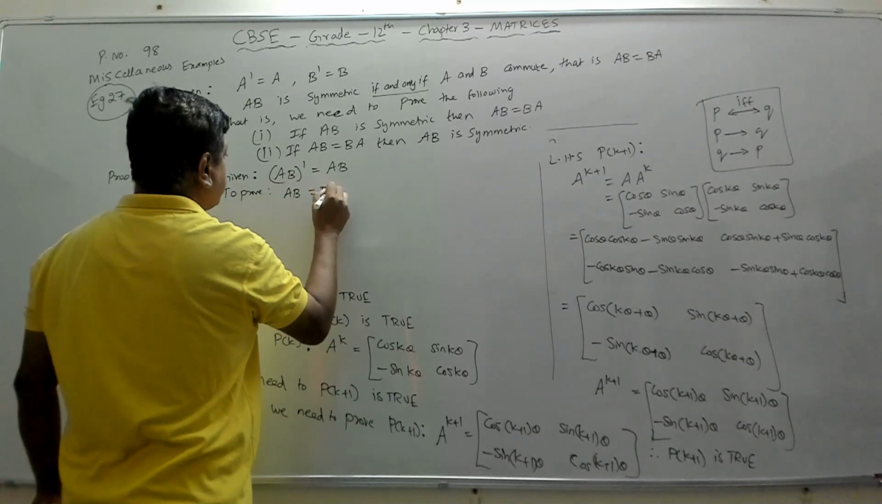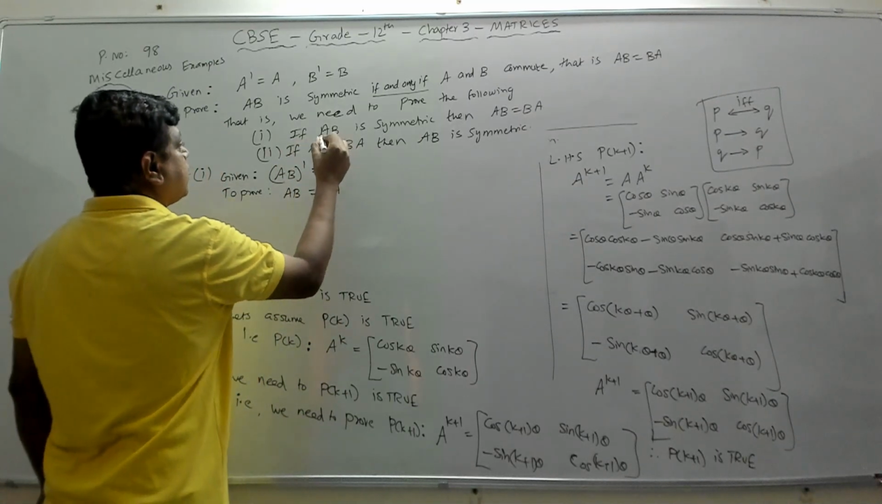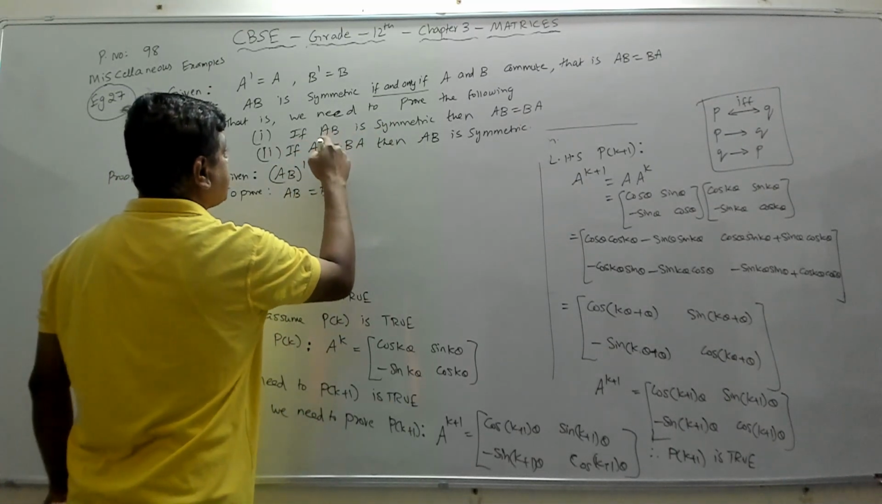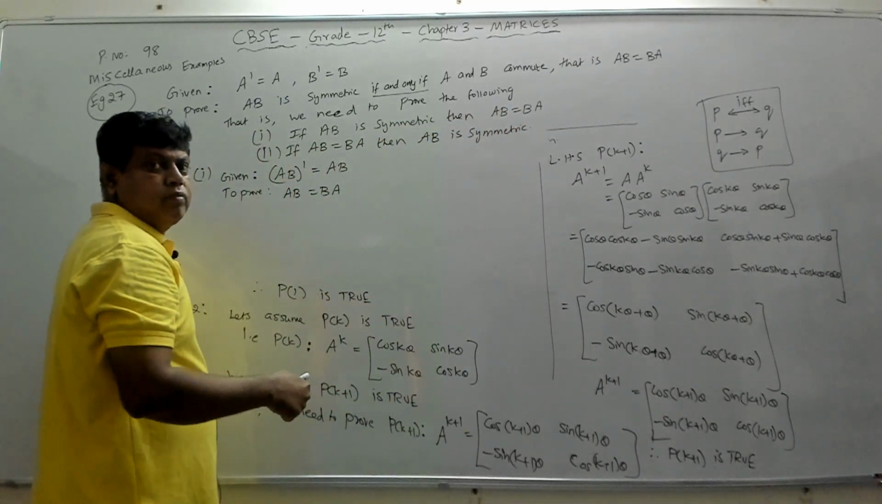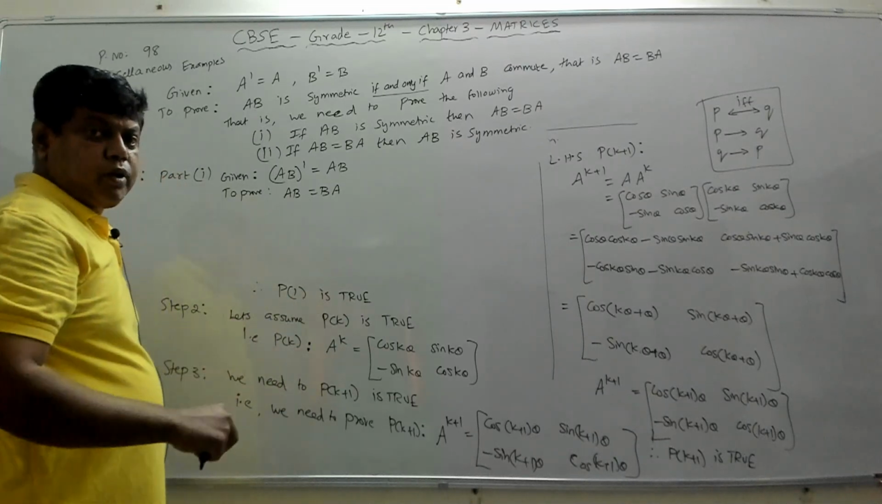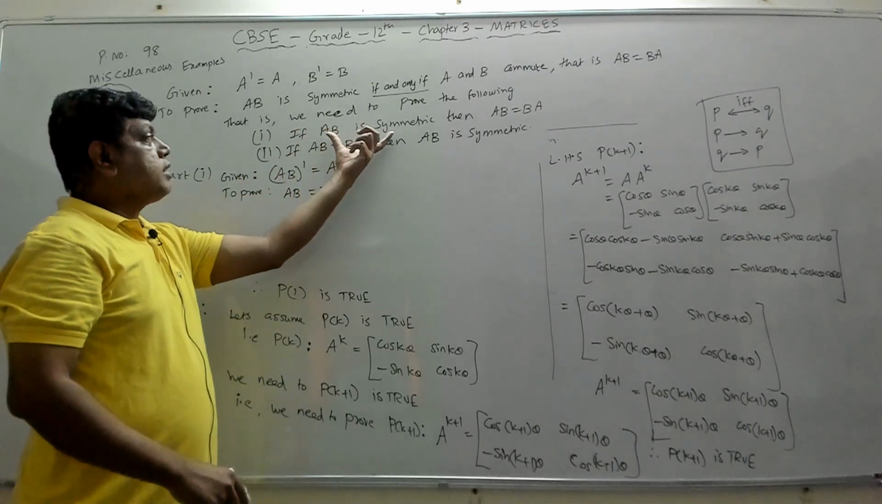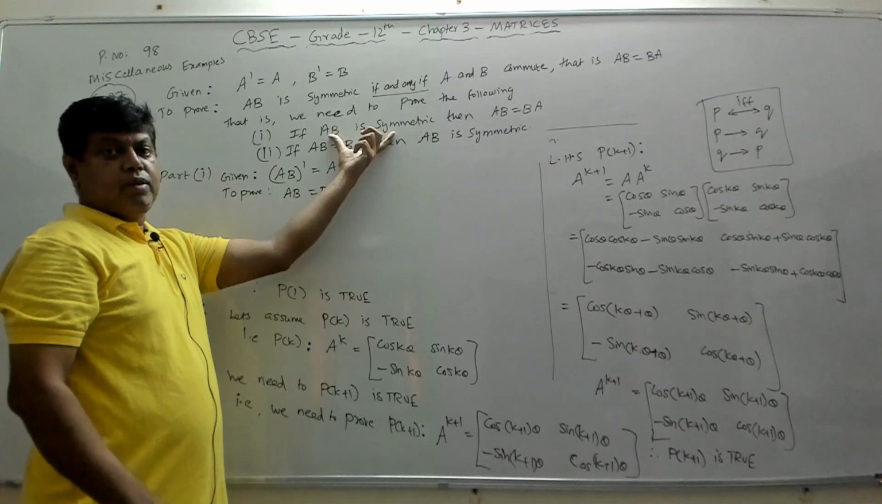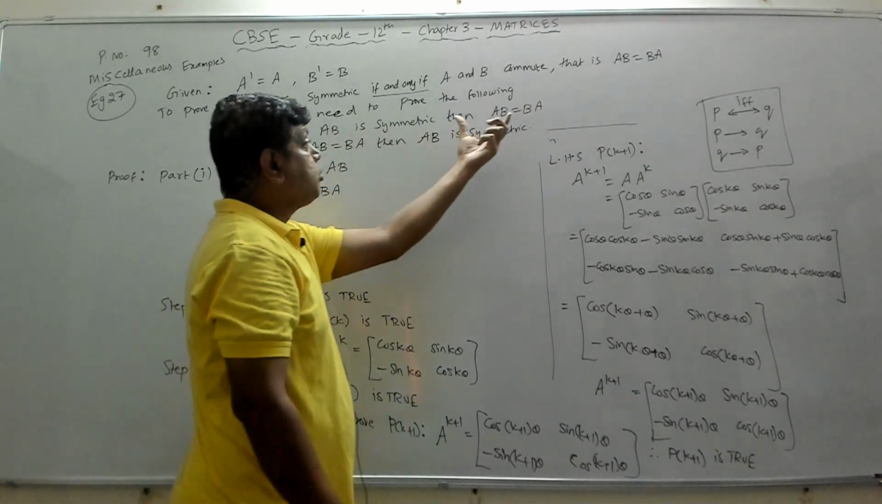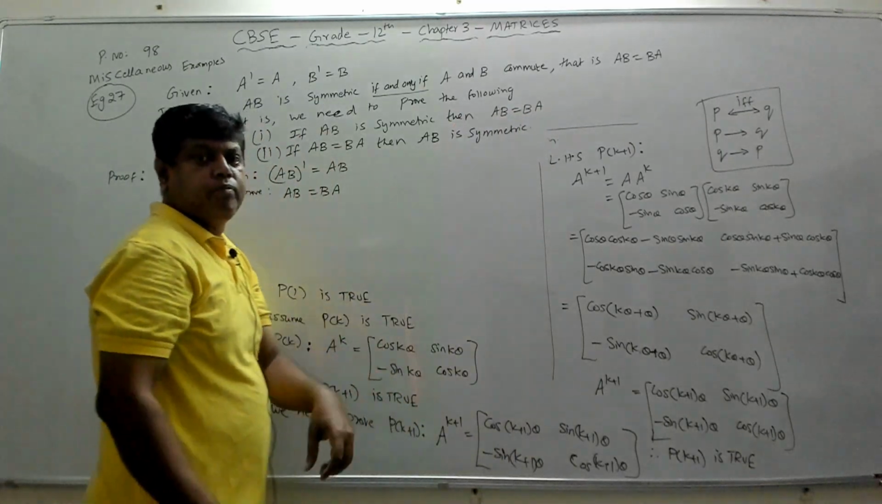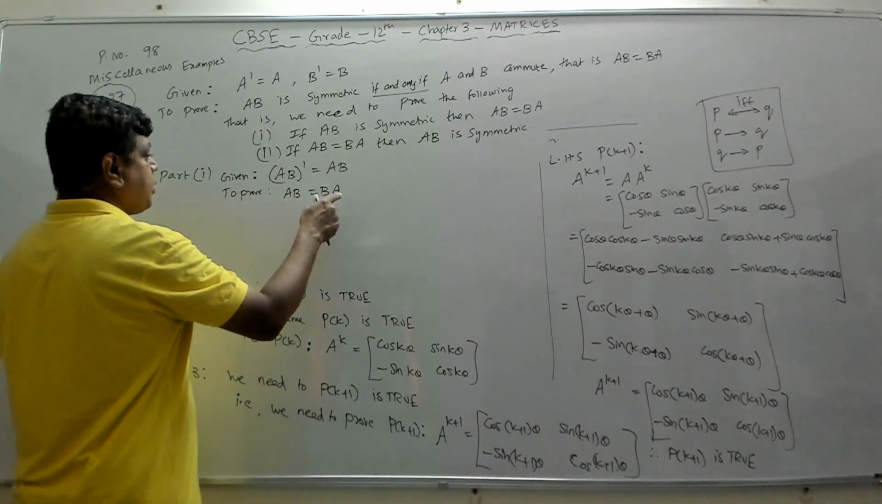See, always in any question, whatever follows "if", like if AB is symmetric, this is given to you. And whichever follows "then", this you have to prove. In any statement, if something is given, if AB is symmetric means this is given to you. You need not prove this. You must prove this, AB equal to BA. So we have to prove AB equal to BA. Now how do we prove?